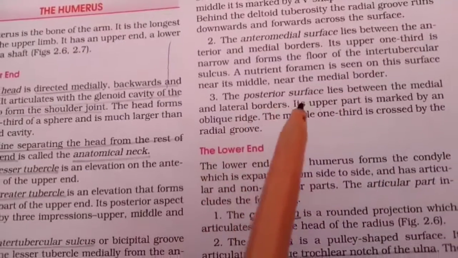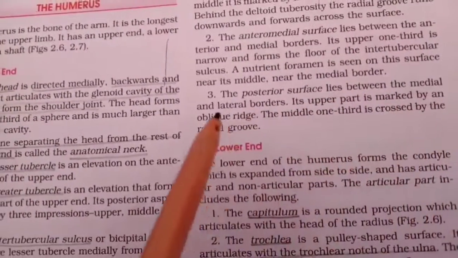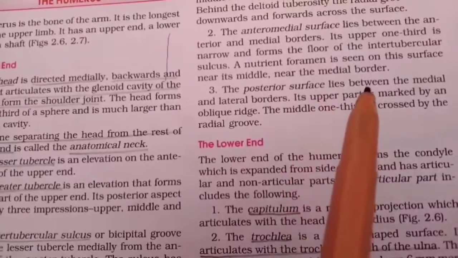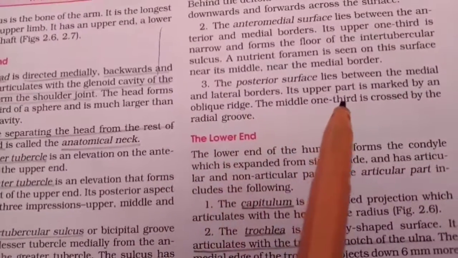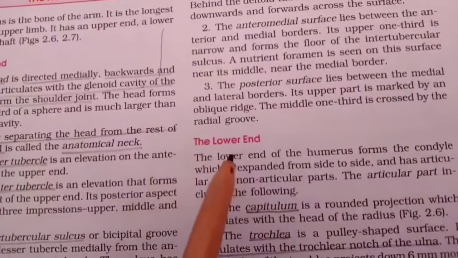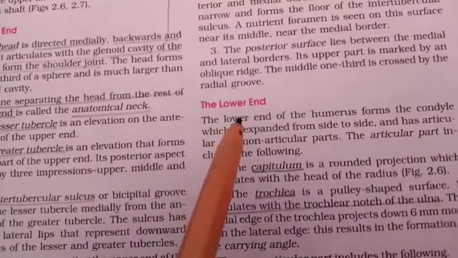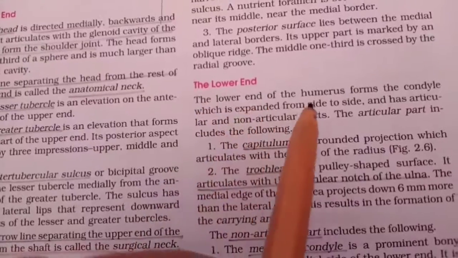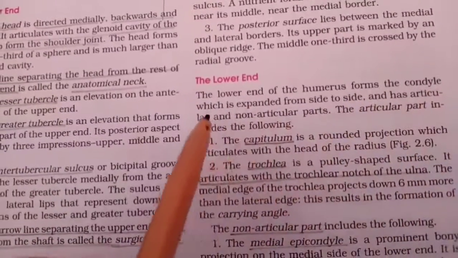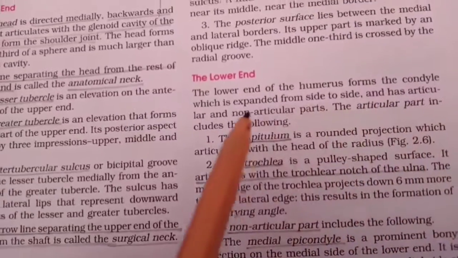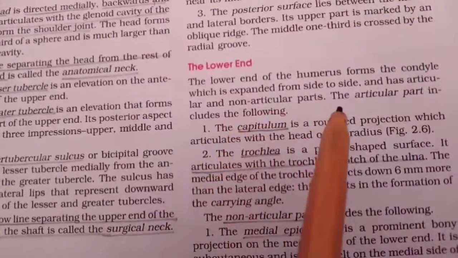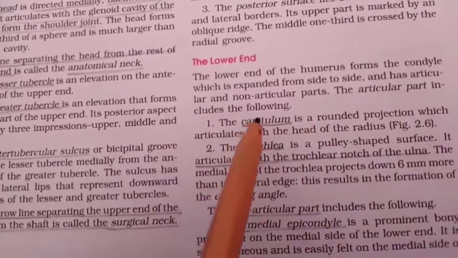The posterior surface lies between the medial and lateral borders. Its upper part is marked by the oblique ridge and the middle one third is crossed by the radial groove. The lower end of the humerus forms the condyle, which is flattened from side to side and has articular and non-articular parts. The articular part includes the following.